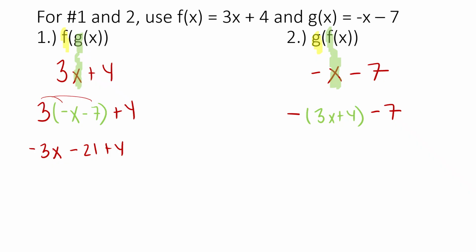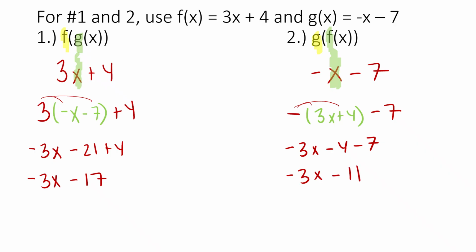And then combining negative 21 plus 4, okay, that will give us what? Negative 17. Over on the right, we are distributing that negative. So we'll get negative 3x minus 4. And then combining the negative 4 with the negative 7, we get negative 11. And again, notice that these are not the same. So that means that composition is not commutative.